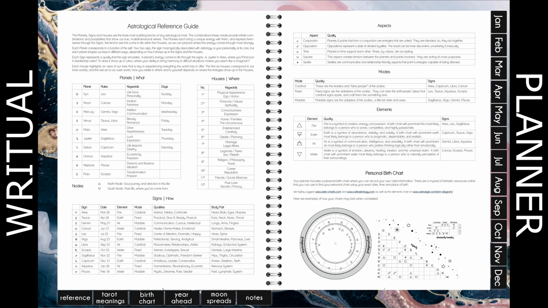Following that, we have our astrological reference guide. So this is where you're going to get info on the planets, the houses, signs, aspects, modes, elements, and then look for the reference here, examples on how to fill out your personal birth chart and where you can go online to access that data.